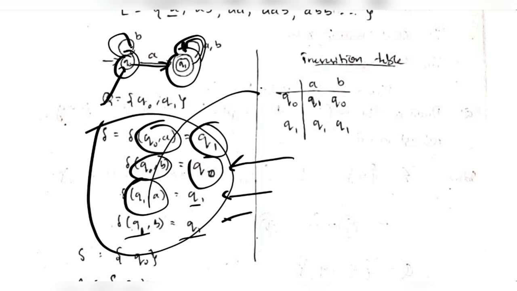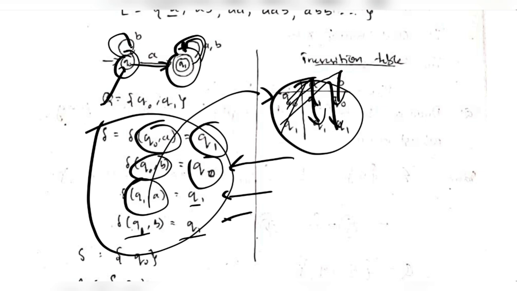By looking at this, make the transition table also. q0 on a, what is the thing? q0 on b, what is the thing? Same thing for q1 also. After making this, write down the starting state and the accepting state. q0 is the starting one and q1 is the ending one.